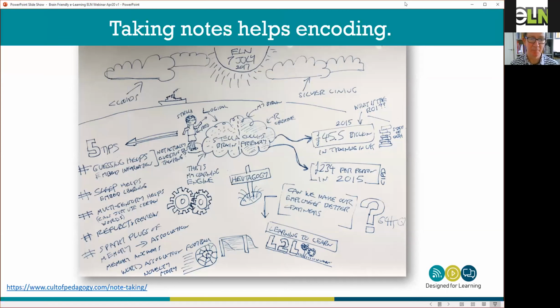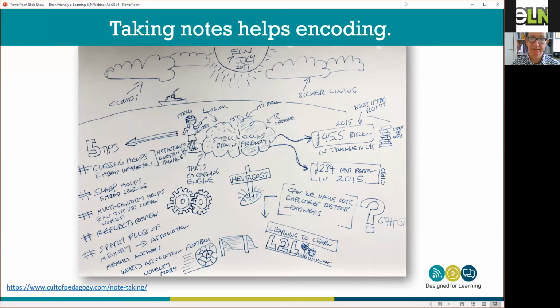So in coding, actually taking notes is really helpful for encoding. I know in eLearning we don't make a big play on notes, but I'm a big fan of actually encouraging people to take notes. Hopefully some of you even now are taking notes. There's actually quite a lot of books now written in the education sector about how note taking helps. So it's really worth encouraging.